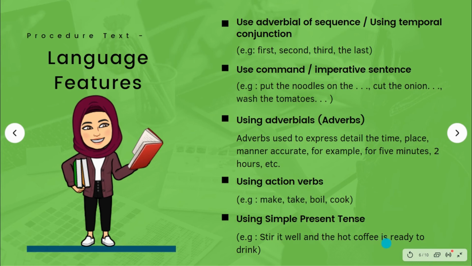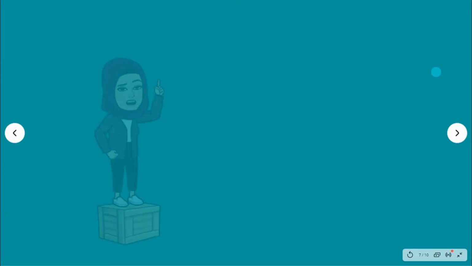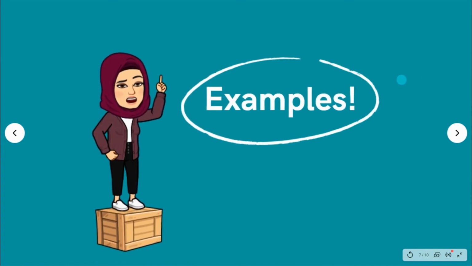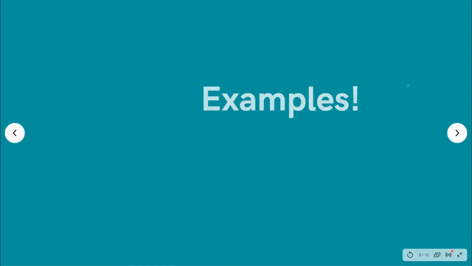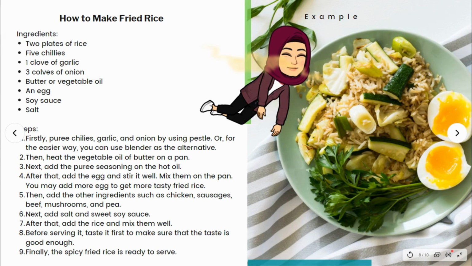That is simple present tense. So next are the examples of procedure text. Here is an example of procedure text: how to make fried rice. This is the goal. And then the ingredients or the materials, and then the steps.